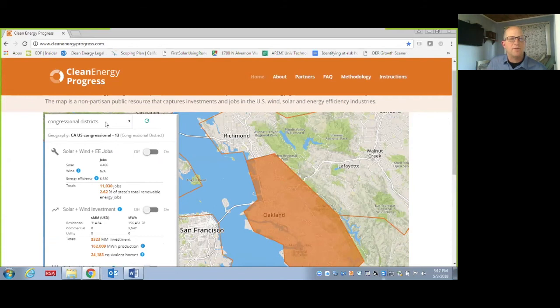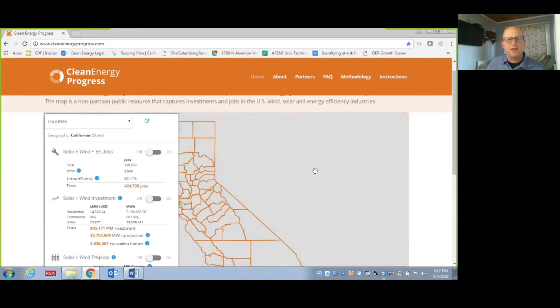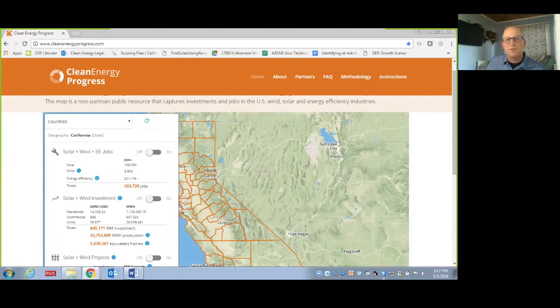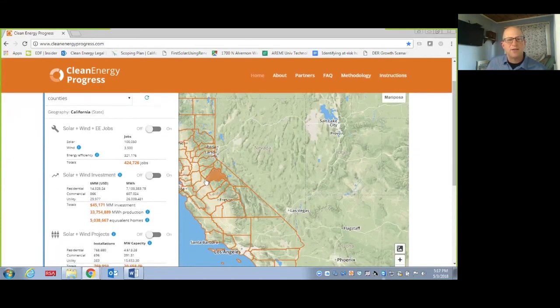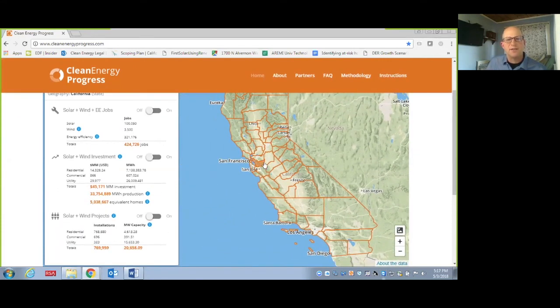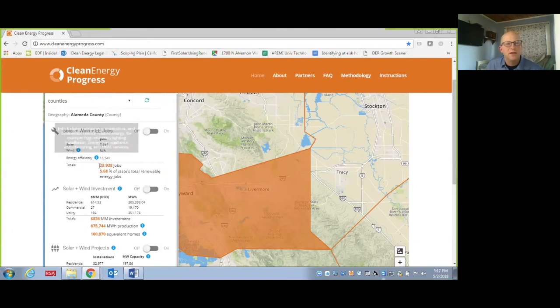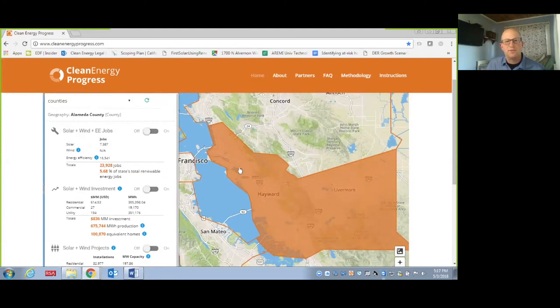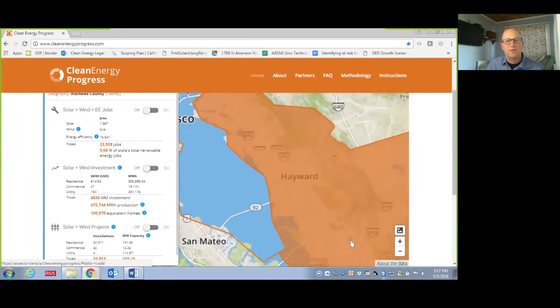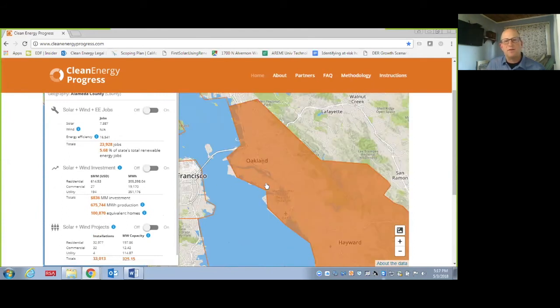And I want to show you that this is my county of Alameda. I toggled over to counties. And right here we can see the jobs, the wind and solar investment, and the projects for my county. That does include Oakland and Hayward and Fremont. I happen to live here on this island, which is Alameda, and the Oakland airport is actually in the city of Alameda. A little factoid for the evening.